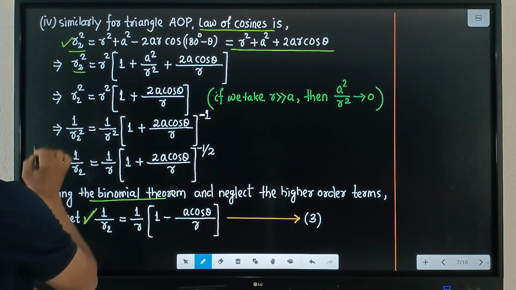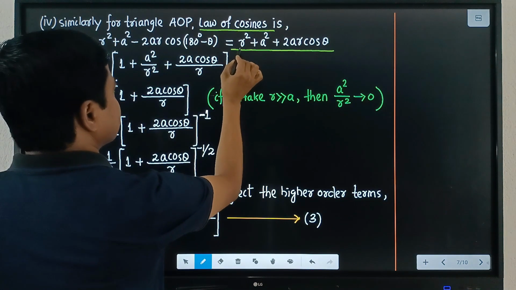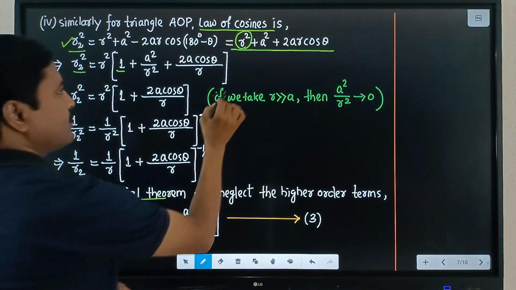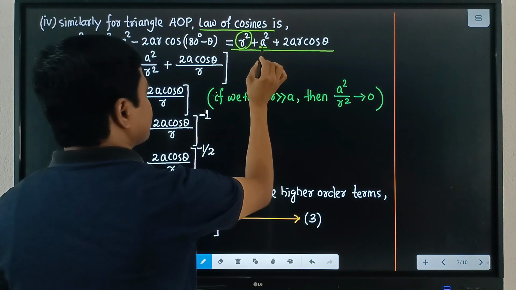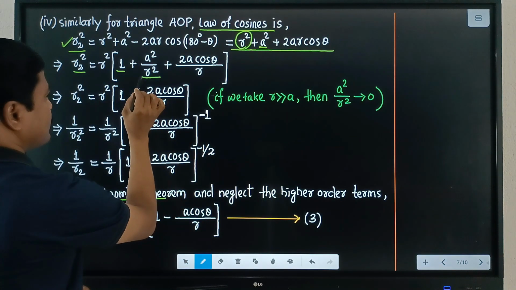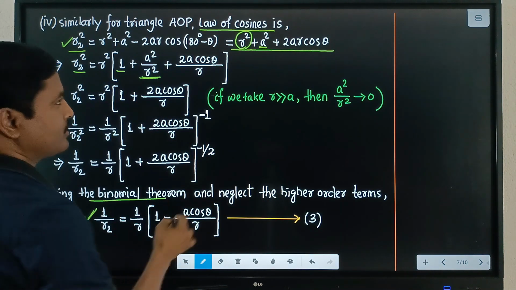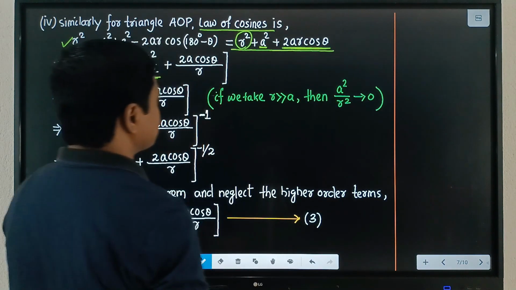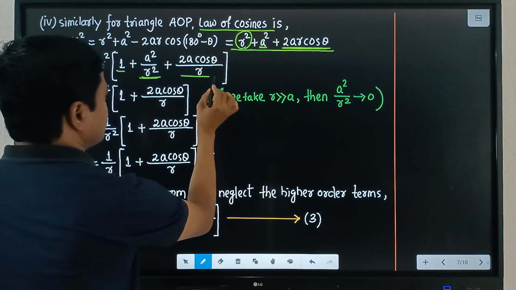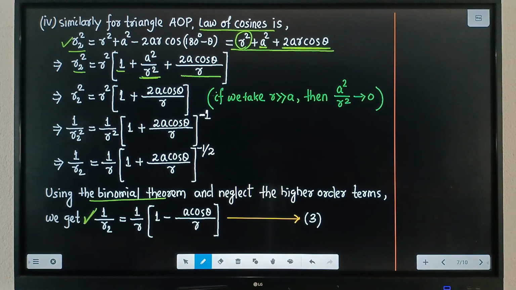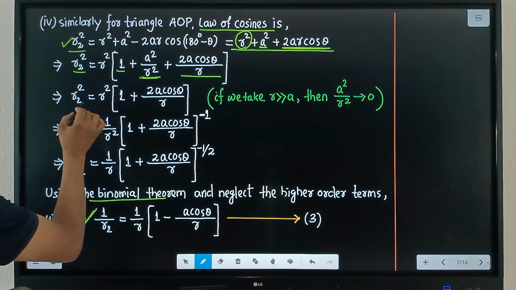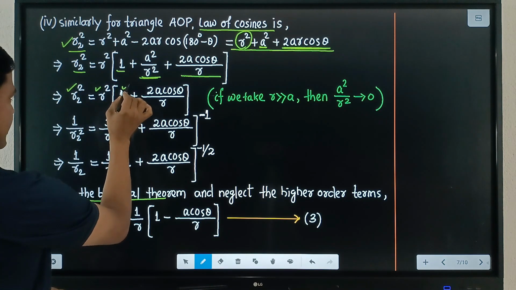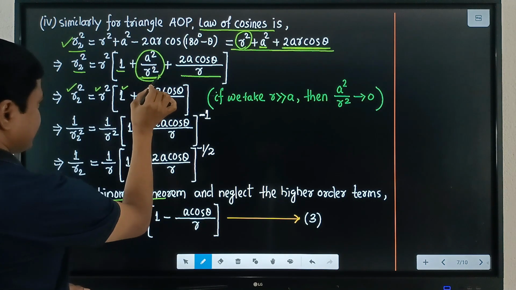We write R2 square. We take here R square as a common. If we take R square as a common, the first term remaining is equal to 1. From A square, if we take R square as a common, remaining is equal to A square divided by R square, just like before. From this term 2AR cos theta, if we take R square as a common, remaining is twice A cos theta divided by R. We write R2 square is equal to R square, 1 is there, we write 1, this is A square divided by R square.